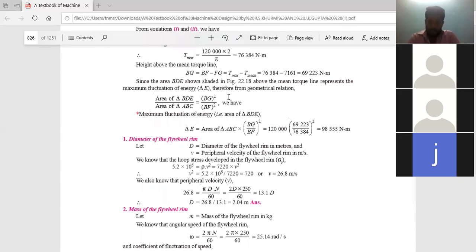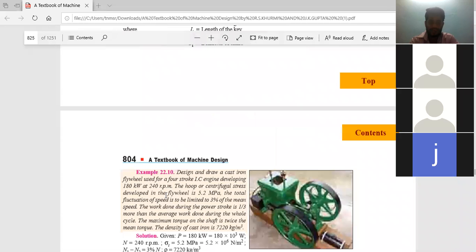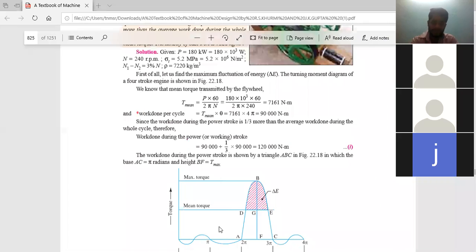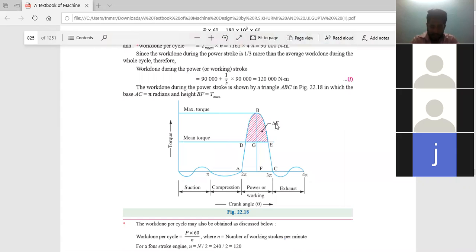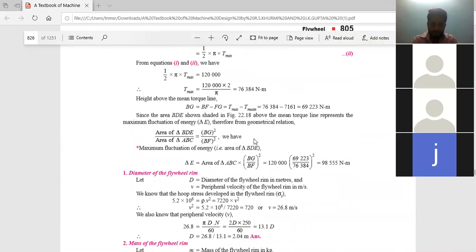Fine. Next. Now I am starting my design procedure. So far, what have we calculated? We have calculated the value of mean torque. We have calculated the overall work done during the power stroke. Then we have calculated Tmax. Then by the use of this diagram and similar triangle concept, I have calculated the value of delta E. Now my actual design is starting.